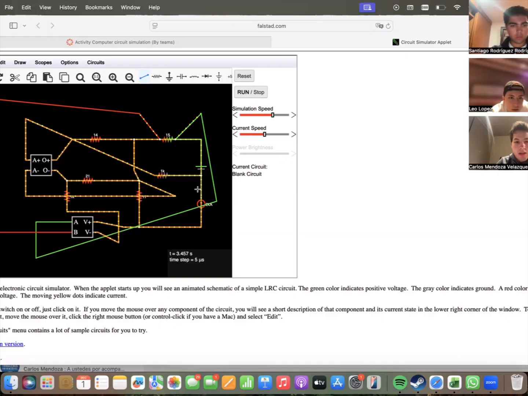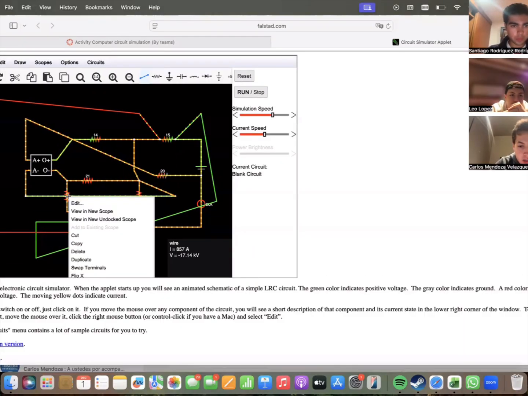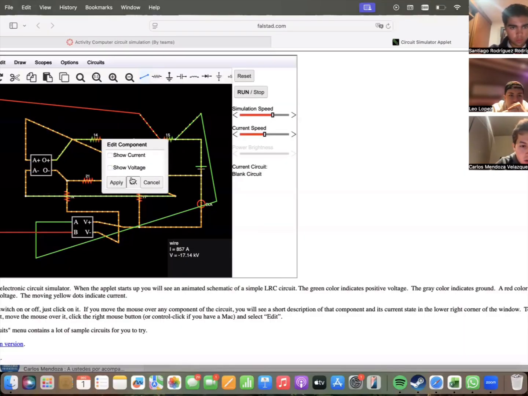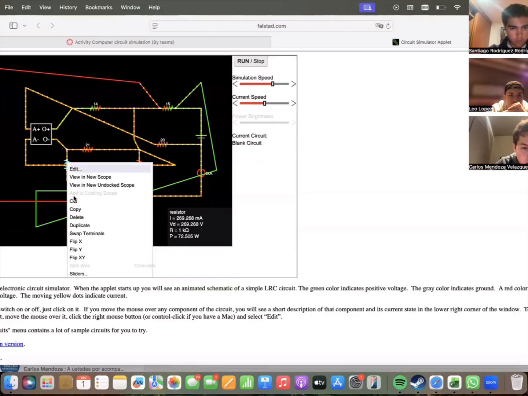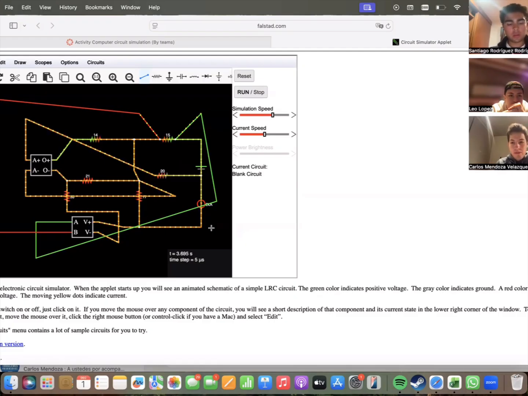You're missing something. You have two resistors with 1K value. Sorry. Thank you for reminding me. Yeah, this resistor needs to go with a value of 20. Apply. And this one needs to go with a value of 53. And now we're finished.